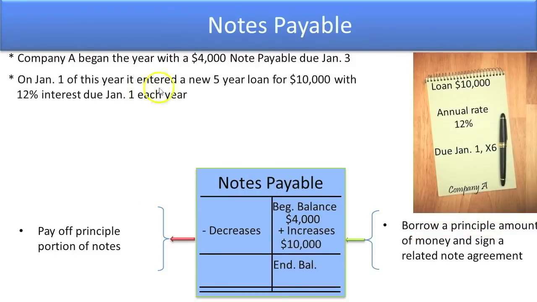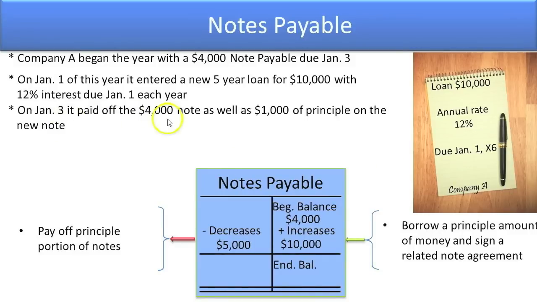On January 1st of this year, it entered a new 5-year loan for $10,000 at an annual rate of 12%, and it's due January 1st, X6, 5 years from now. That's when the principal portion of the $10,000 will be repaid. On January 3rd, it paid off the $4,000 note as well as $1,000 of principal on the new note. The $1,000 payment was a little premature, and hopefully there is no prepayment penalty for paying that off early.